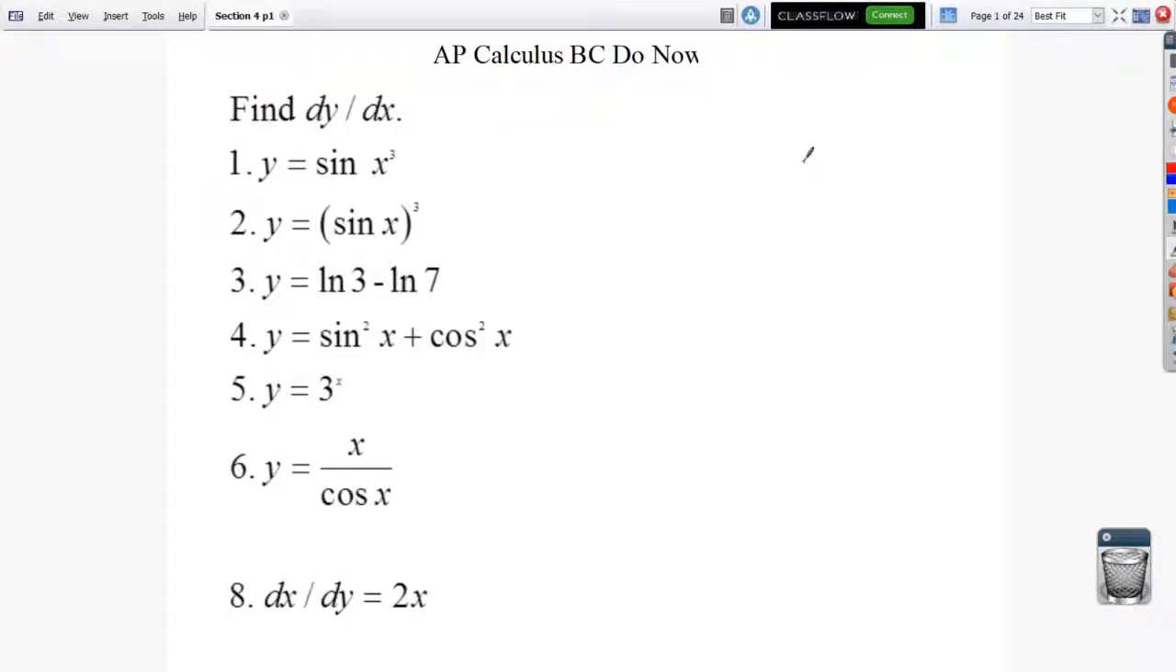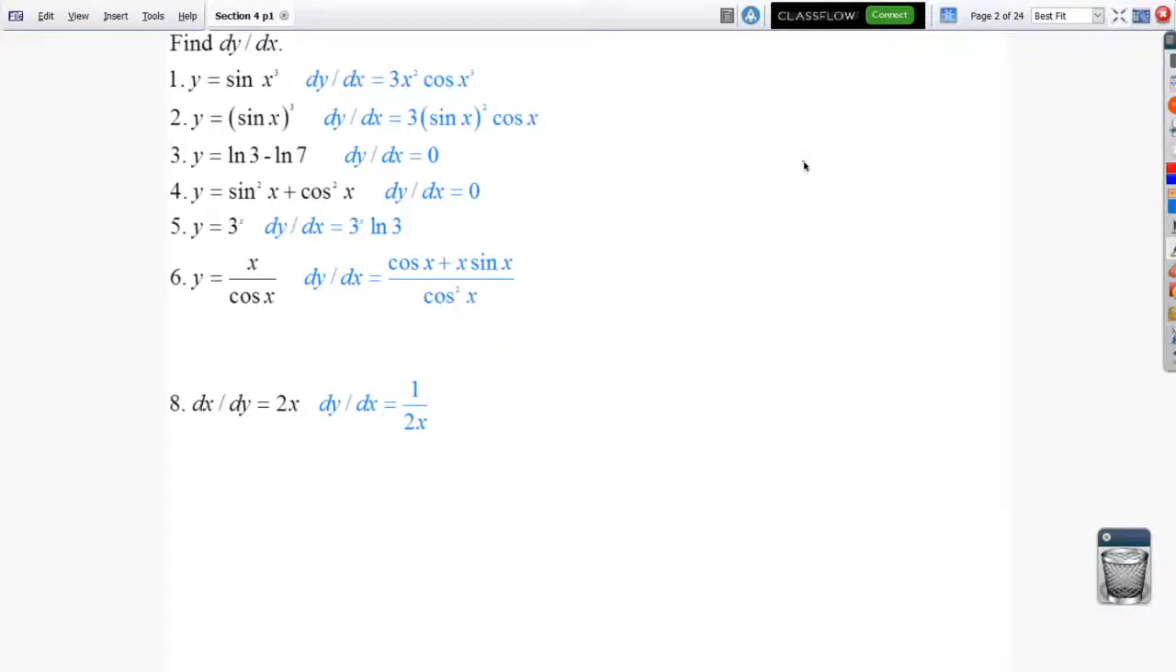You can try this out on your own, pause the screen, and then come back. But yeah, here's the answers. It looks nice, doesn't it?